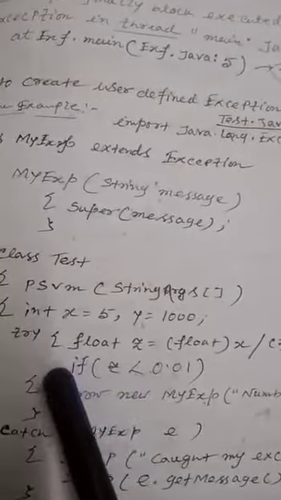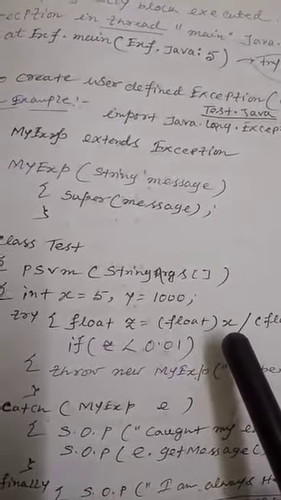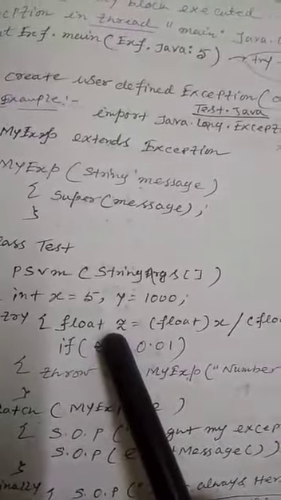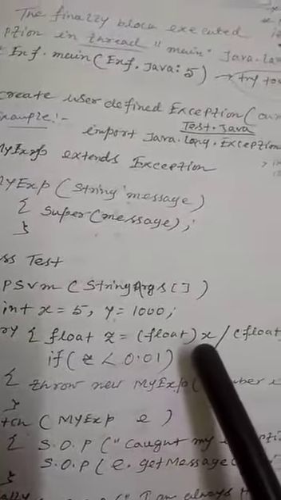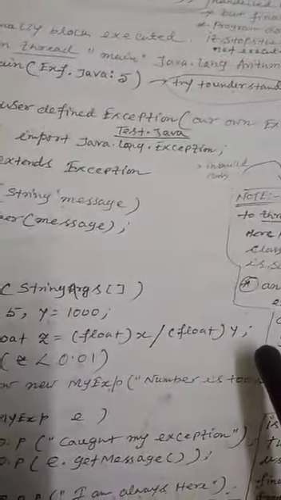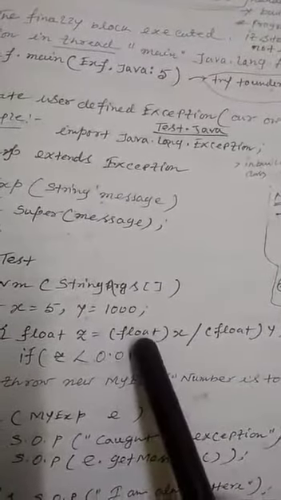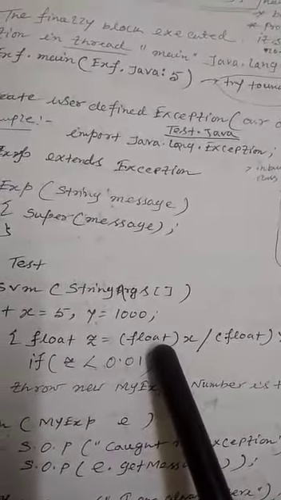Now class Test contains the main method. Here there are two variables, x and y, with the values 5 and 1000. Now, what is the try block going to do? It is going to create the exceptional object. Float z equals float x divided by float y. Very good, it is autoboxing.